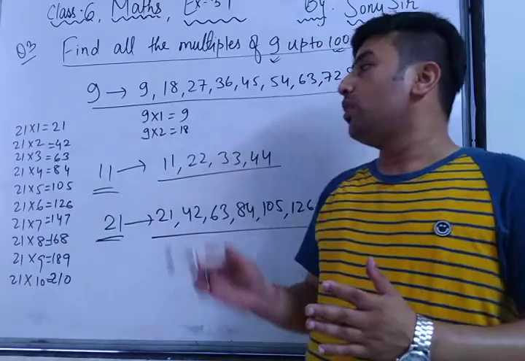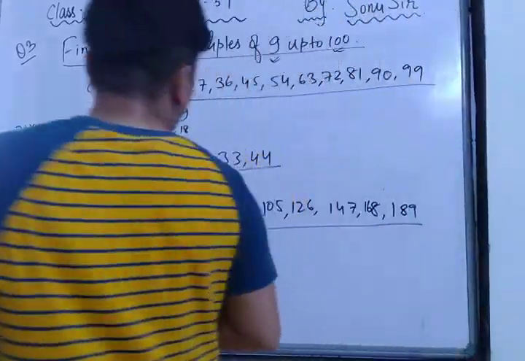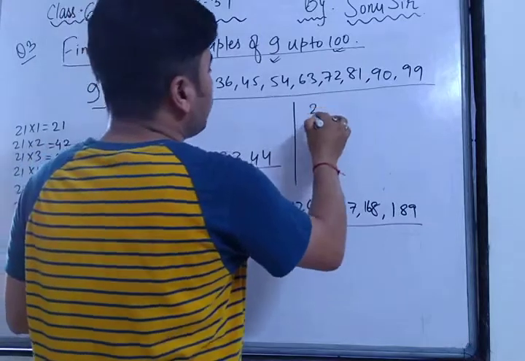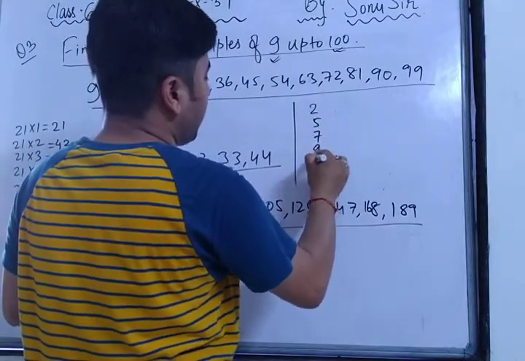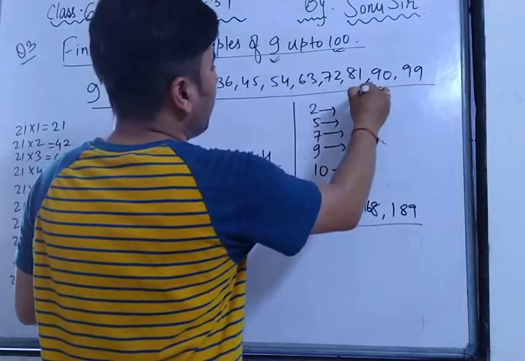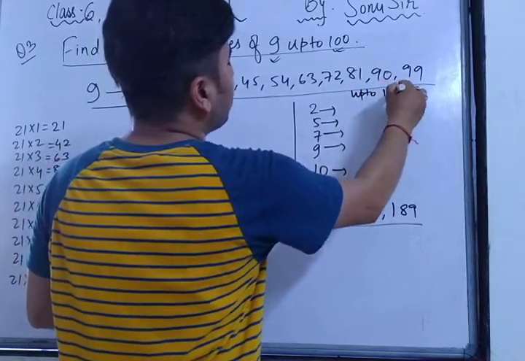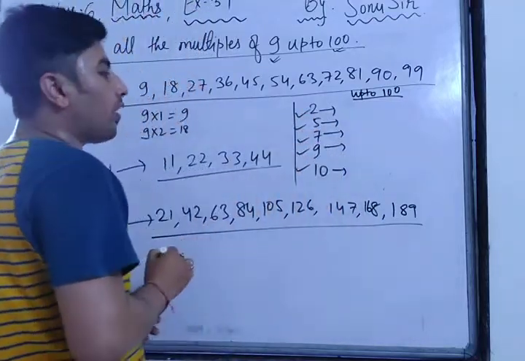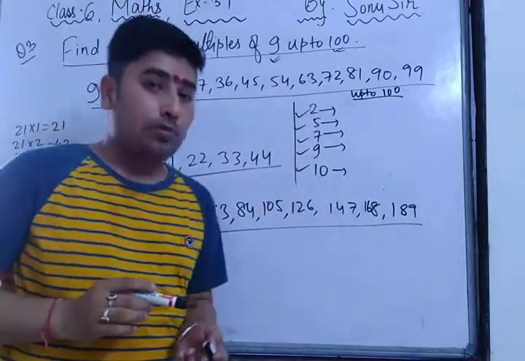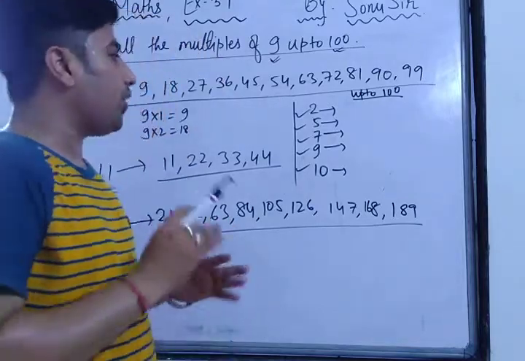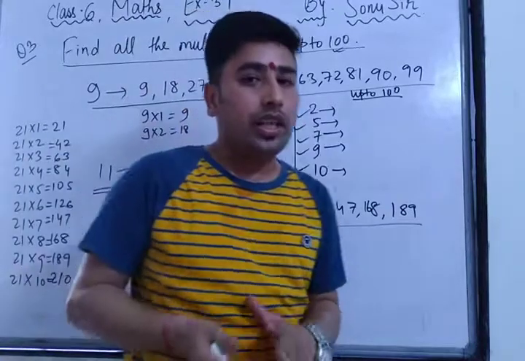So today I'm giving you some homework. You have to write the multiples of 2, 5, 7, 9 and 10 up to 100. So these are the 5 questions, up to 100. Write the multiples of these numbers, 2, 5, 7, 9 and 10, up to 100. You have to solve all these 5 questions by yourself. I hope you will solve them, because if you have seen this video, then it's very easy to solve.